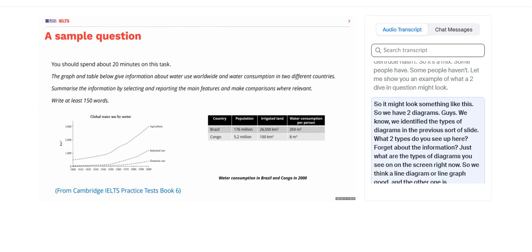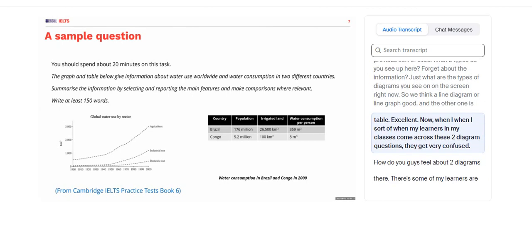Guys, we identified the types of diagrams in the previous slide. What 2 types do you see up here? Forget about the information. Just what are the types of diagrams you see on the screen right now? Chabu saying a line diagram or a line graph. Good. And the other one is a table. Excellent. Now, when my learners in my classes come across these 2 diagram questions, they get very confused.